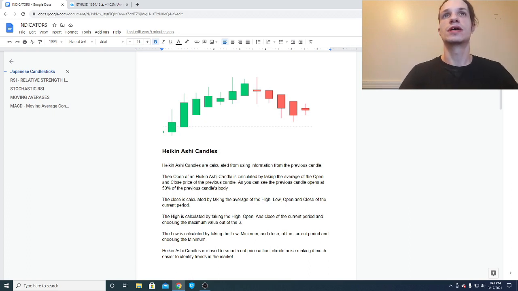So the open of a Heikin-Ashi candle is calculated by taking the average of the open and close price of the previous candle. As you can see, the candle opens at 50% of the previous candle's body. So it'd be this price and this price, and the average of that creates the opening for this candle. And you see it's always top 50%, top 50%, top 50%.